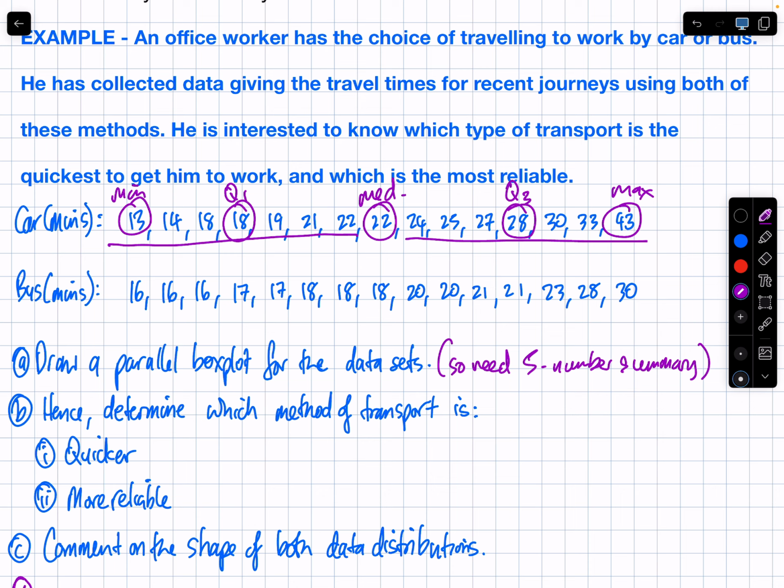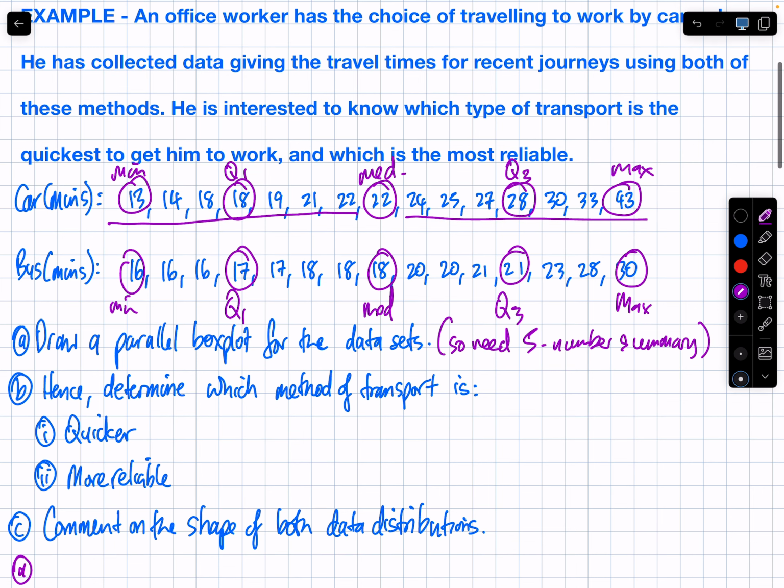Is there the same amount of numbers in the bottom set of data? Yes. So do I need to redo a bunch of maths to recircle all of this? Are they going to be in the exact same positions? Yes, if they're the same number it does. So this is the min. This is going to be Q1. This will be the median. This will be Q3. This will be the max. So that is my working out to be able to answer A.